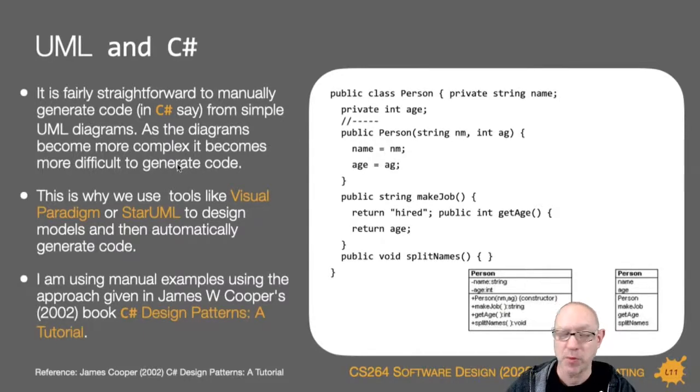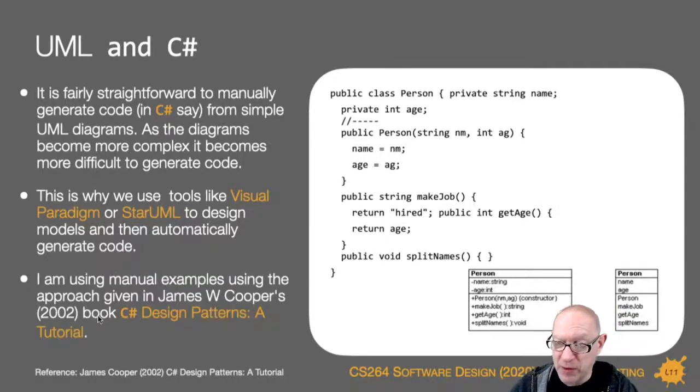As the diagrams become more complex, however, it becomes more difficult to generate code, and that's why we have code generators, especially for hundreds of objects and classes. So that's why we use tools like Visual Paradigm or StarUML and others to design models and then automatically generate the code. And it's a good thing to do. Okay, it gets us up and running very, very quickly.